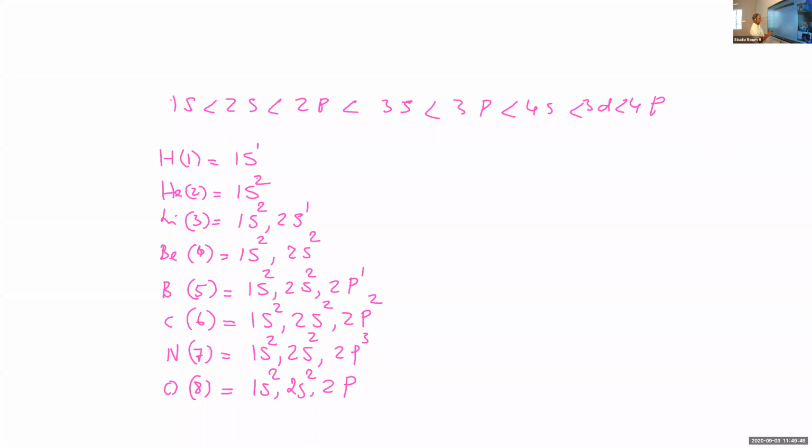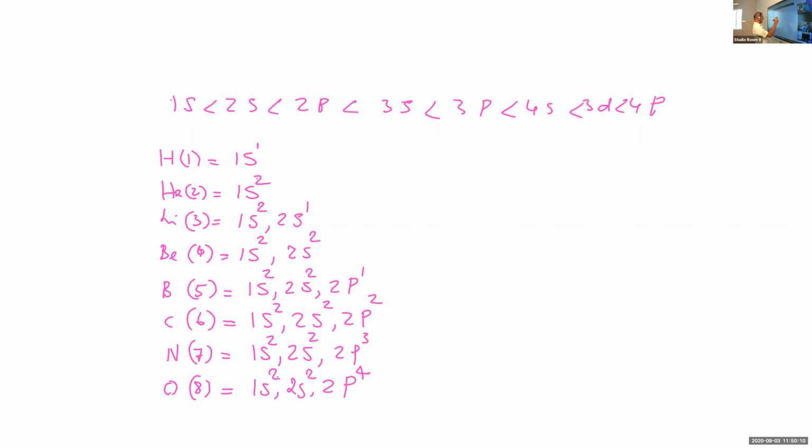So there are 8 electrons. Totally there are 8 electrons in oxygen. Here we have 2 plus 2, that is equal to 4. There are 4 more electrons, and the remaining 4 electrons go in the 2p level. So 2p4, that's the configuration of oxygen.